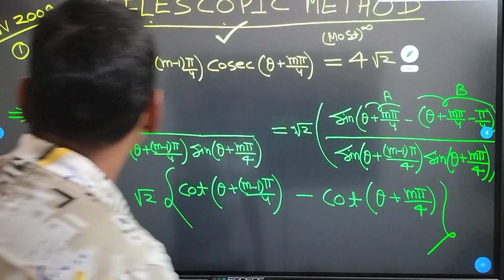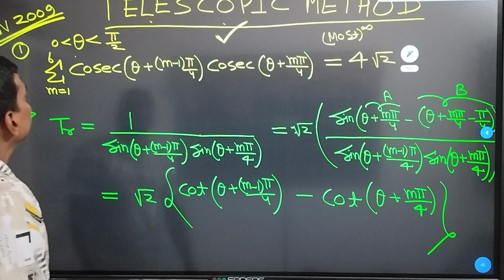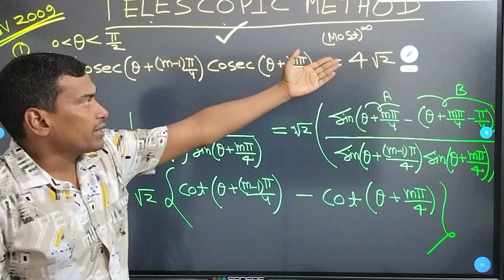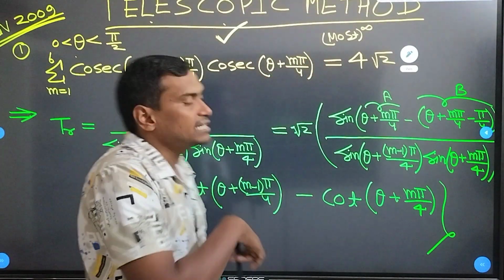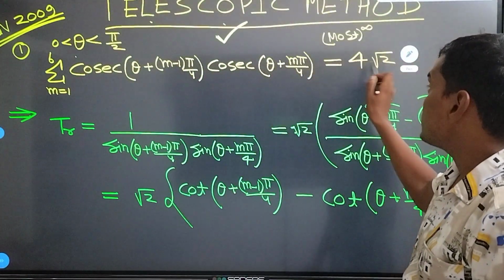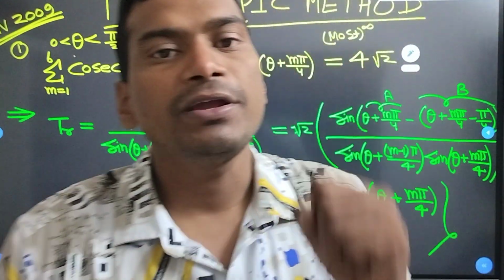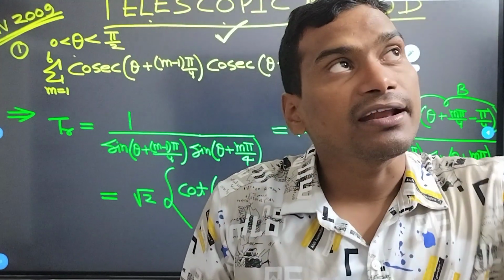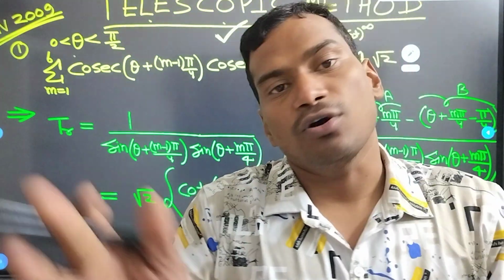So first of all we are going to take the advanced 29 problem. Yes, this was the question which was asked in the 2009 advanced paper. You can see summation m equal to 1 to 6, theta is from 0 to pi by 2, and cosecant of this was given as 4 root 2. Okay, so in telescopic method, what I told you, the very first step is writing the general term and trying to simplify it as a difference of 2.